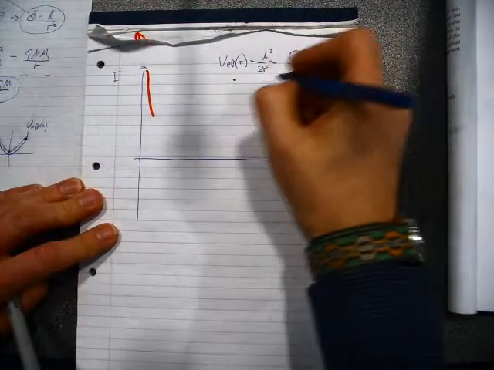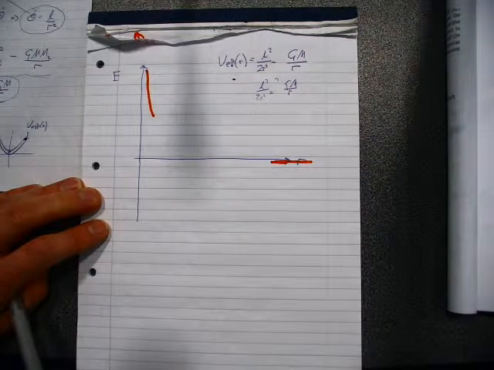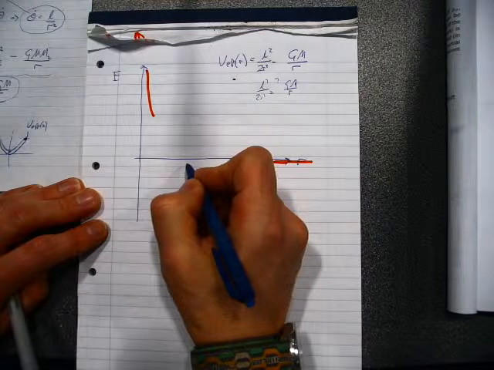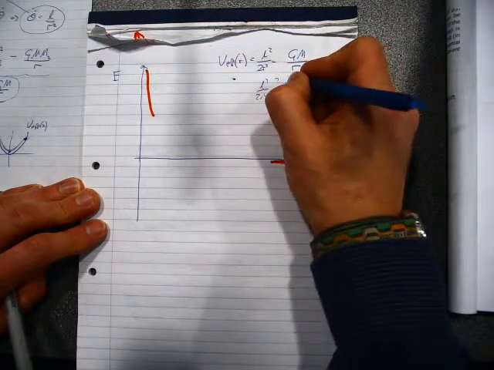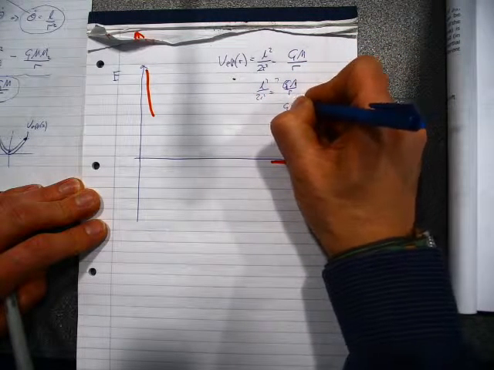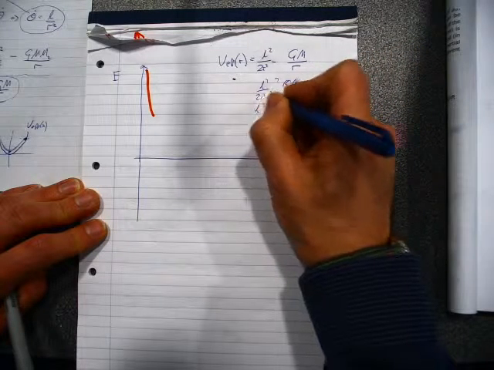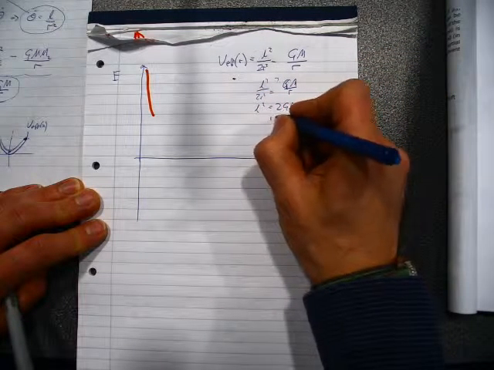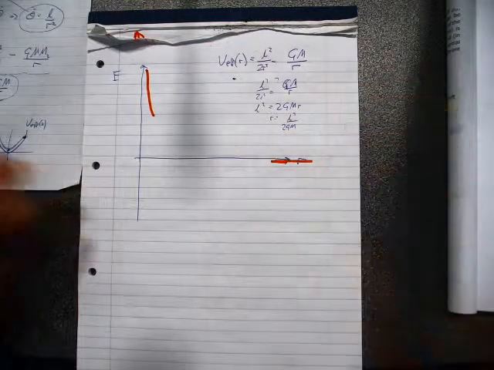We can just say, okay, well, if L squared over 2R squared is equal to GM over R, is there a point where that happens? In which case, that'll be where it crosses that axis, right? Basically saying energy is 0, this is equal to this, so we can rearrange this. This is going to give us 2GMR is equal to L squared, so R is equal to L squared over 2GM. That's just some number, right?